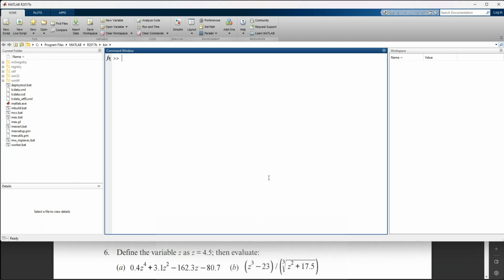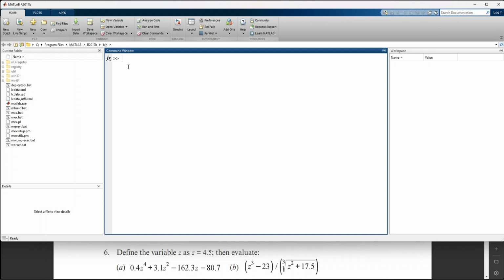In this lecture, we are going to see how we can solve any expression having a variable, and how we can define a variable in Matlab. Here we have question number 6 of the book that we are using. The question is: define the variable z as z equals 4.5, then evaluate two expressions that have the variable z.